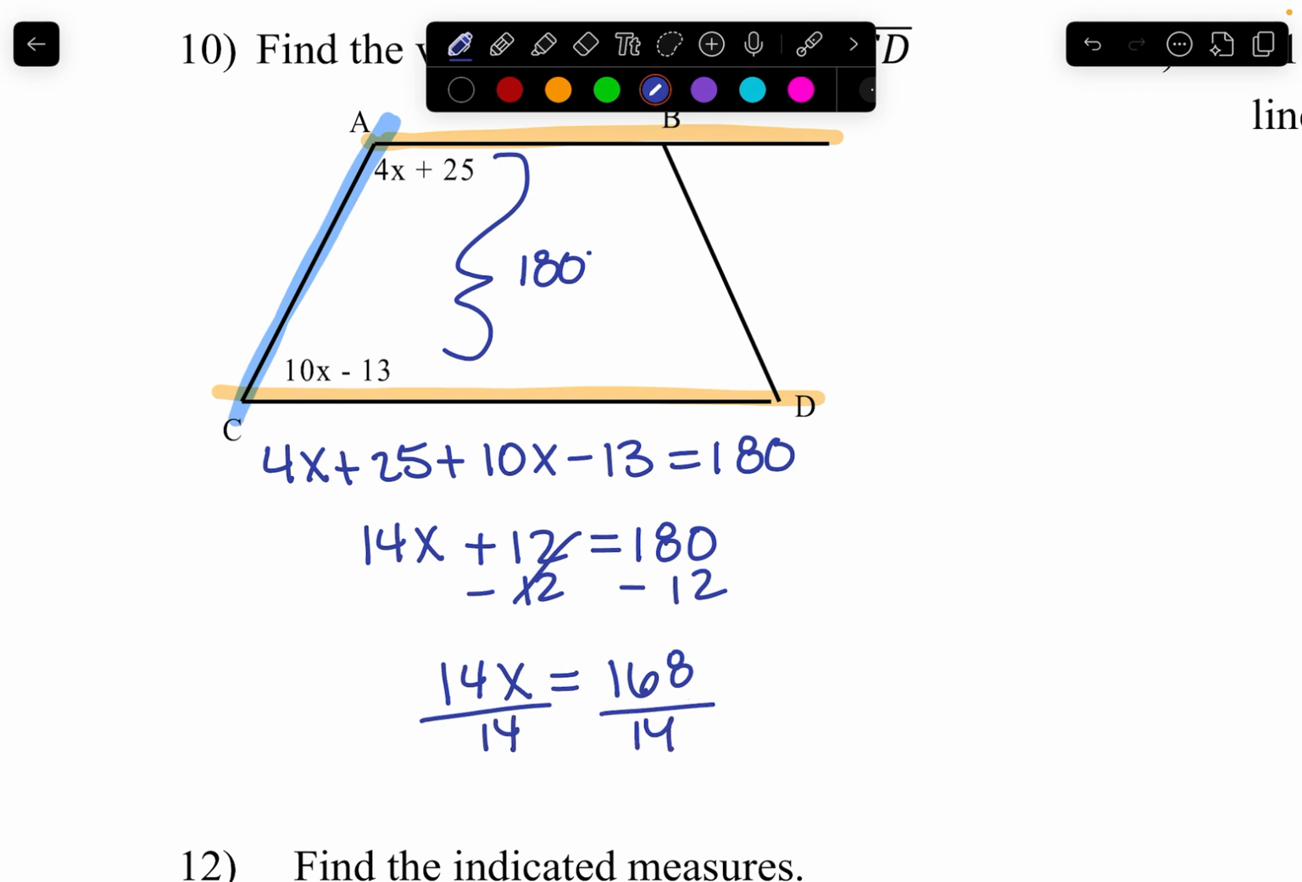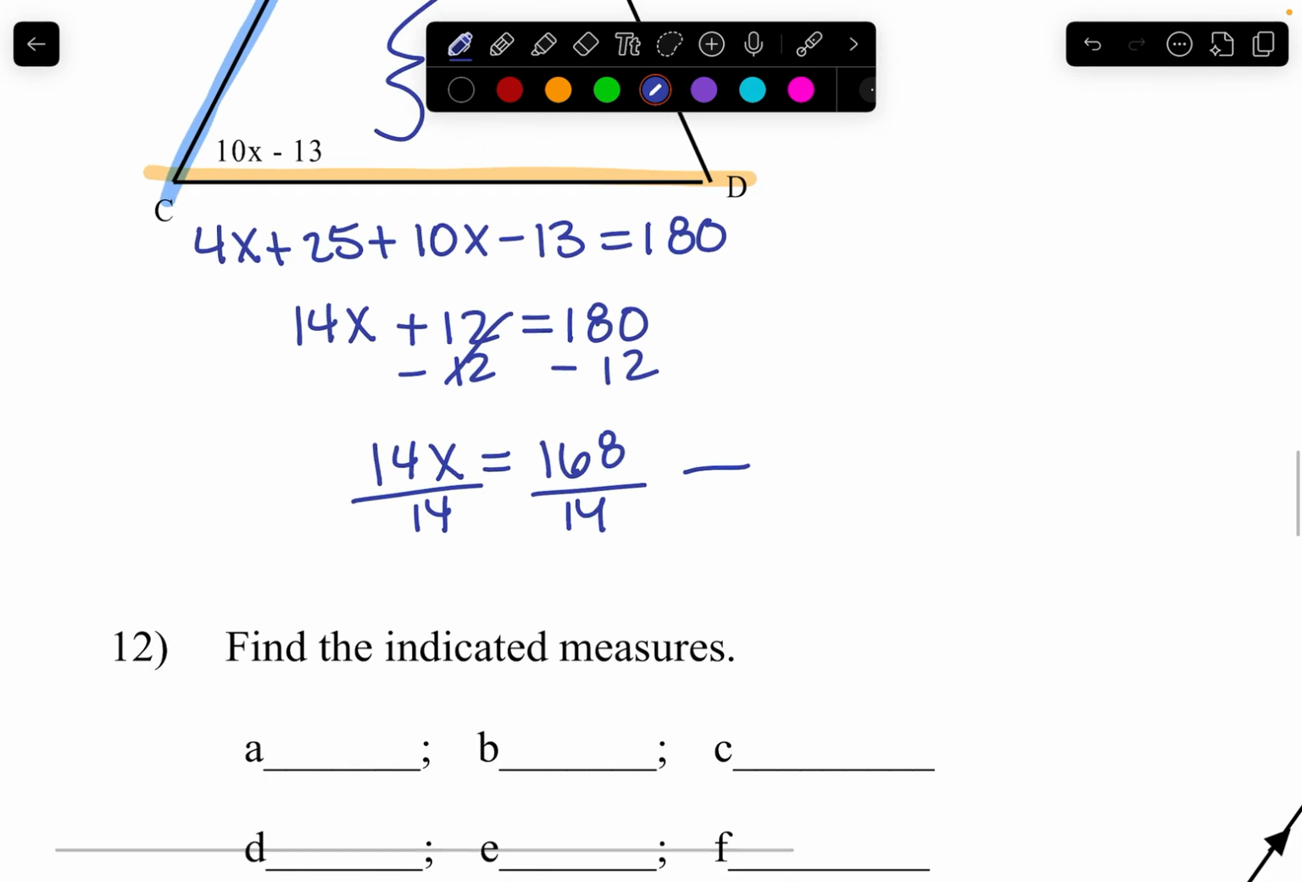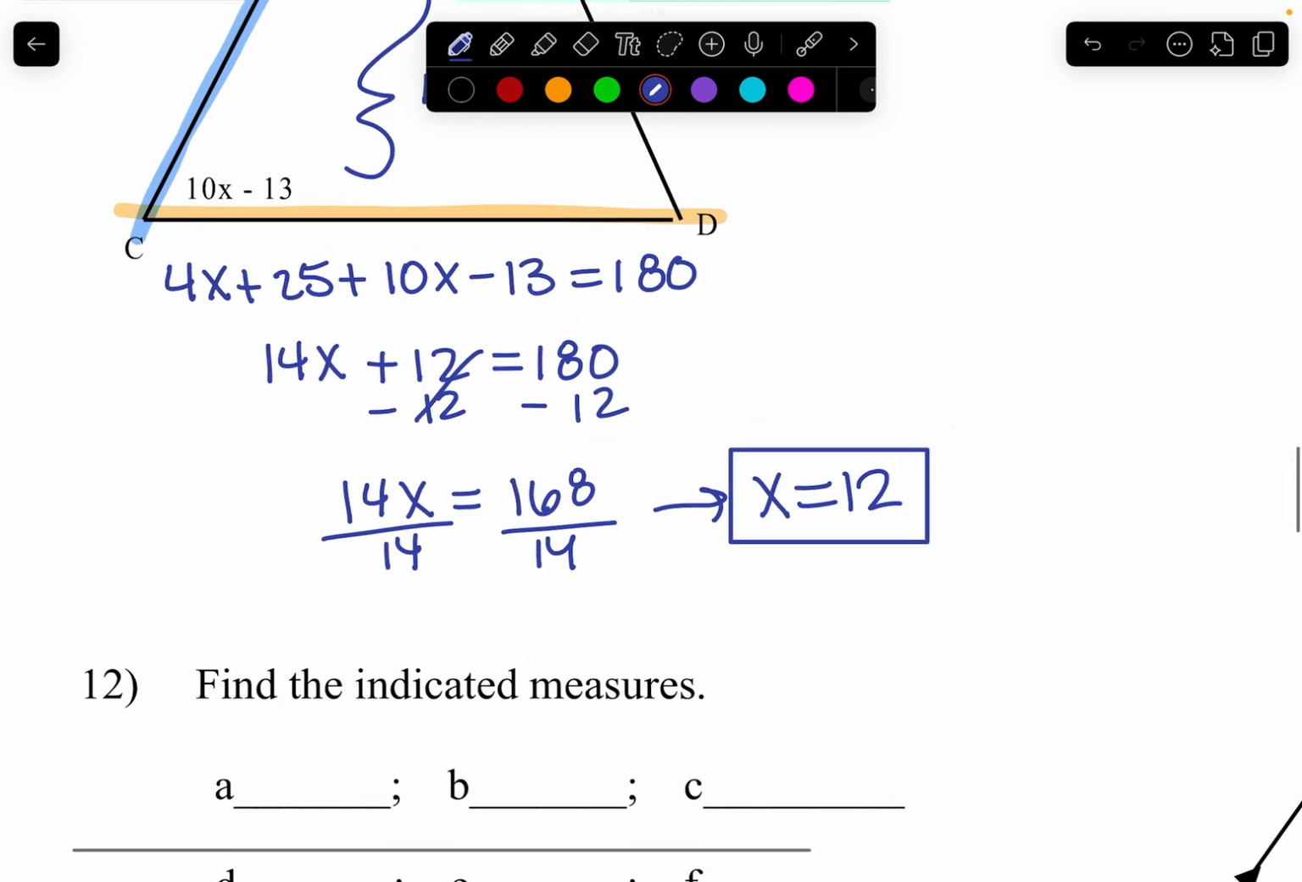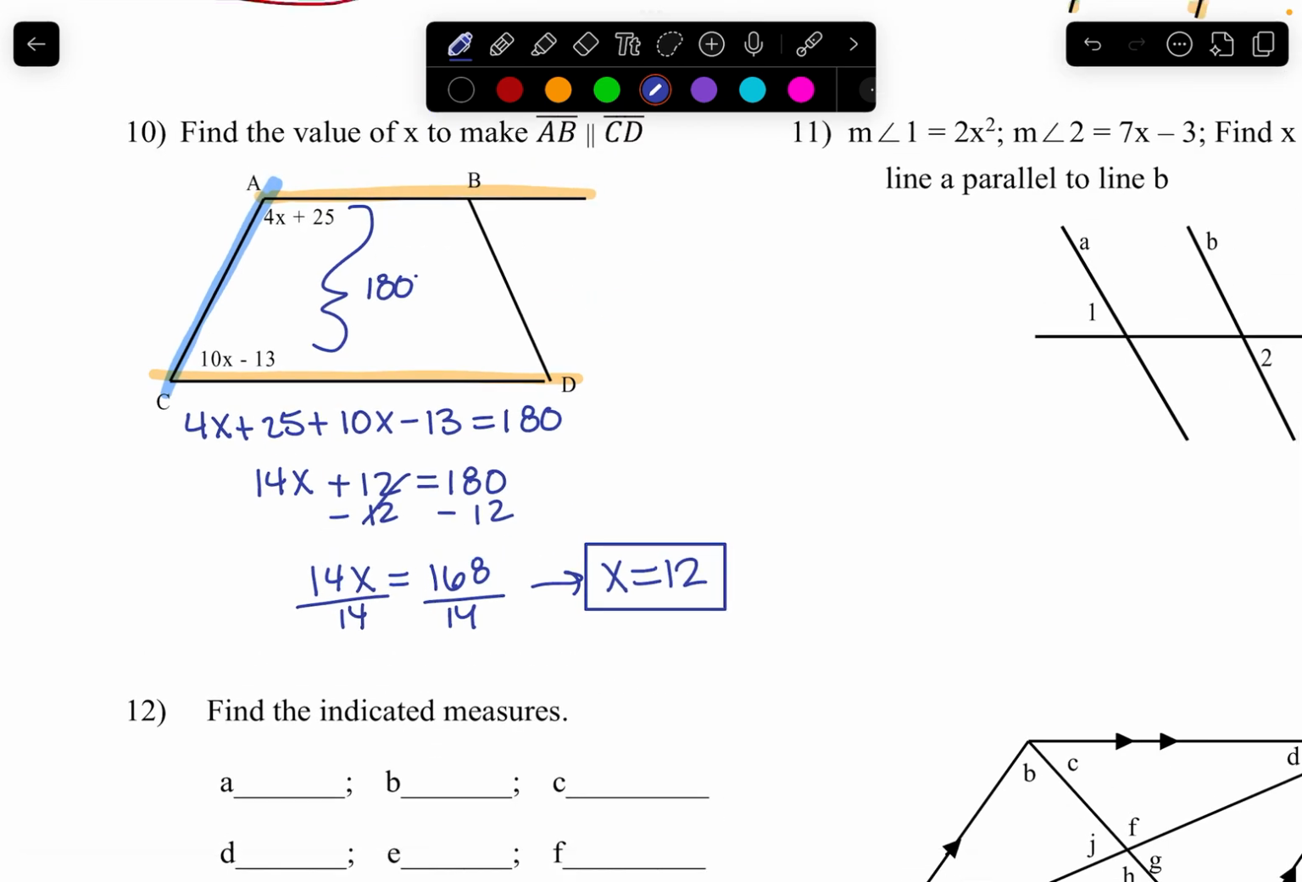I need my calculator for this. Okay, let's see. We've got that and that, and I get that x is 12. So in order for my two angles to be supplementary and then make AB parallel to CD, x would have to be 12.